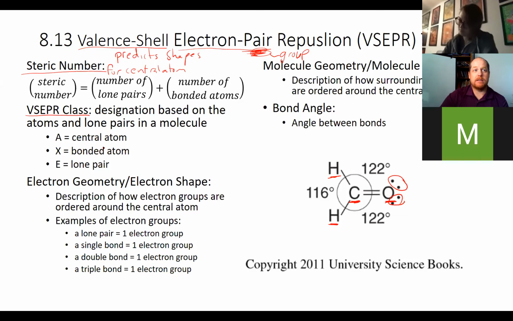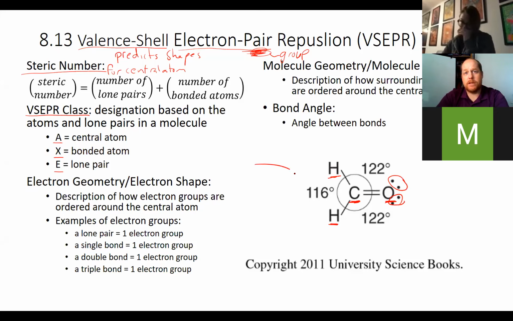And we do that by labeling the atoms in certain ways. Now, most of the molecules that we're going to deal with are going to have one central atom, at least until we get more familiar with the different shapes that we will encounter. So the first thing we'll look at is A, which is our central atom. We'll have X, which is atoms that are bonded to that central atom, and E's, which are lone pairs.